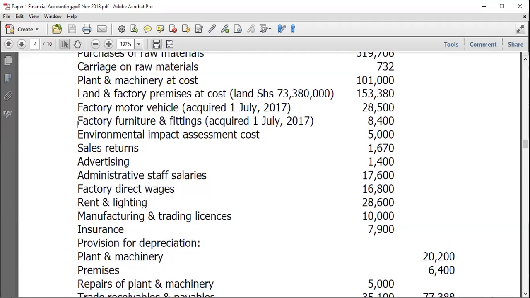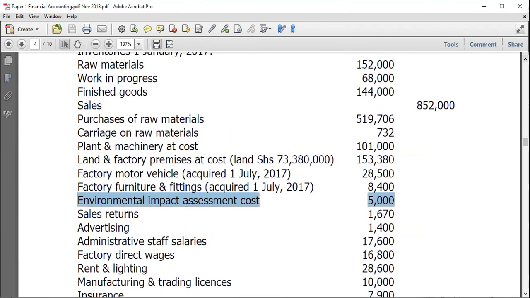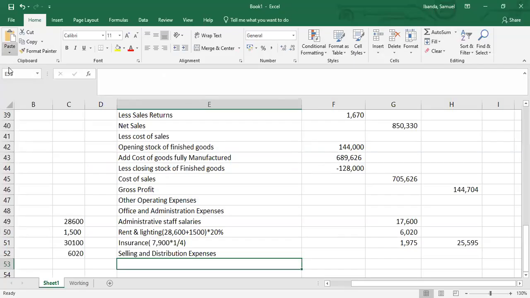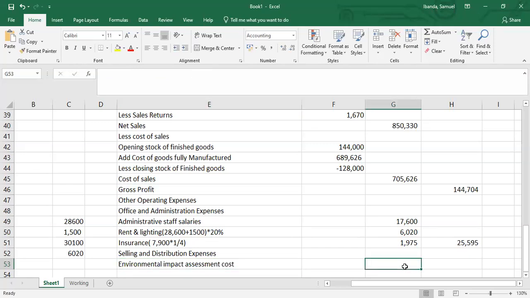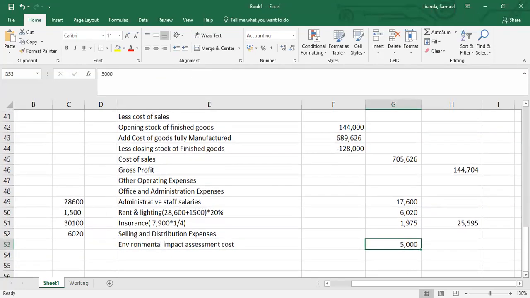Environmental impact assessment. This one I'll classify it there. Okay. I'll classify, since it has so much to do with sales. It's an indirect cost of sales. Okay. So I'll put it under this category. You're trying to see how the things you sell will affect the environment.